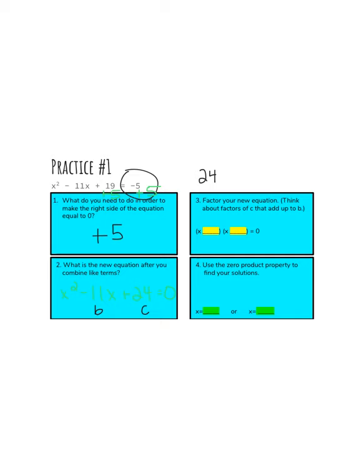So if it's going to add up to a negative number and multiply to a positive, that means we need to have a negative times a negative. So I think -8 and -3 are going to work. So we have x minus 8 and x minus 3. When we use the zero product property, we have x minus 8 equals 0, x minus 3 equals 0. We'll solve that first one by adding 8, so we get 8. The second one we add 3, so we get 3. So there are two solutions.